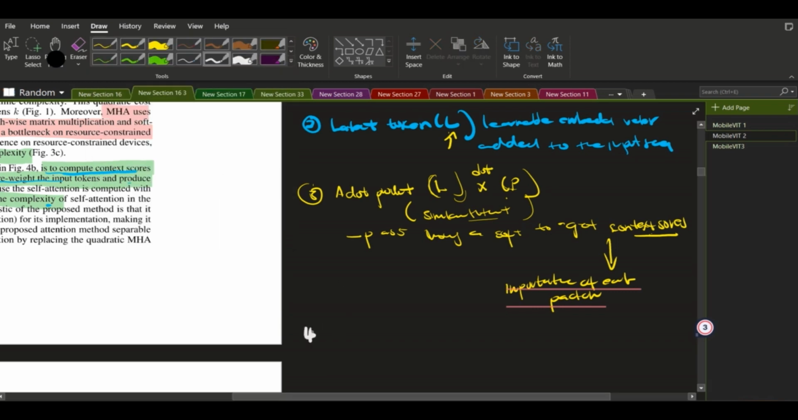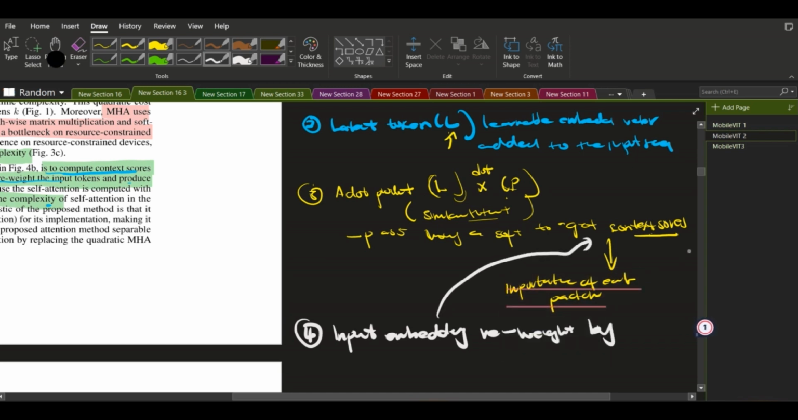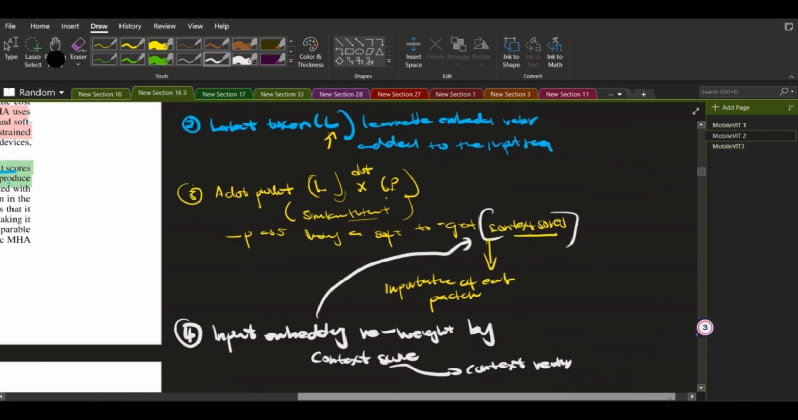So with the context vectors, we take the input embeddings, then we reweight them by the context, by what we got here, by this context vector. So we reweight them by the context score, and this gives us the context vectors. So you get it. That's how essentially it works.